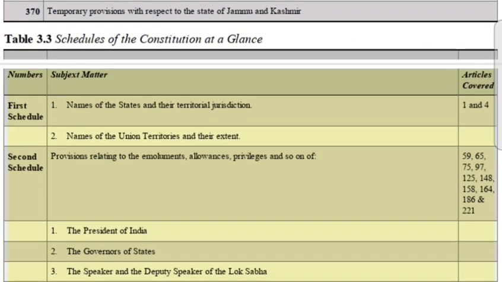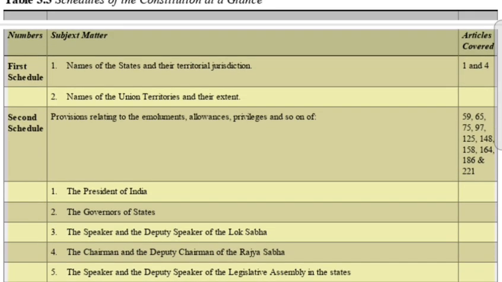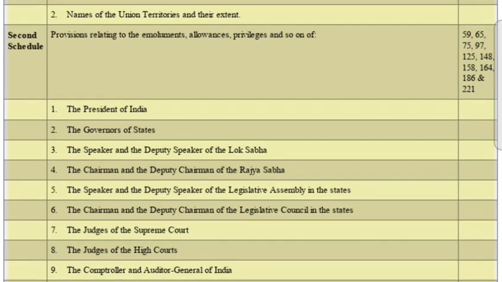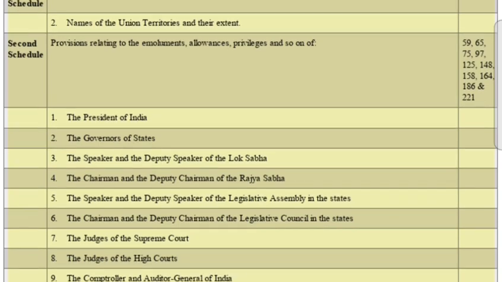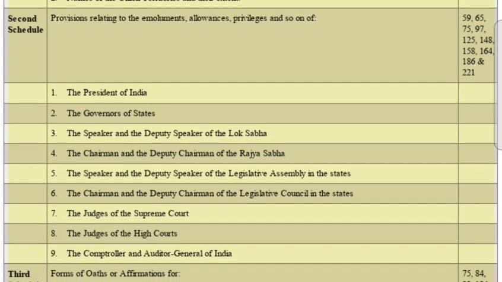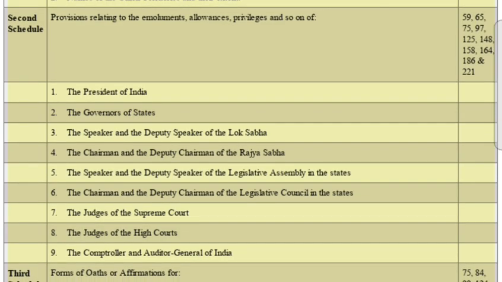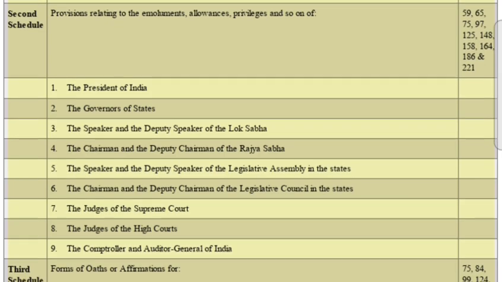Number, Subjects Matter, Articles covered. First Schedule: 1. Names of the states and their territorial jurisdiction. 2. Names of the Union territories and their extent. Articles 1 and 4. Second Schedule: Provisions relating to the emoluments, allowances, privileges and so on of articles 59, 65, 75, 97, 125, 148, 158, 164, 186 and 221.